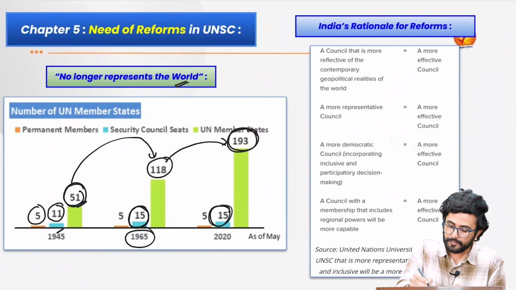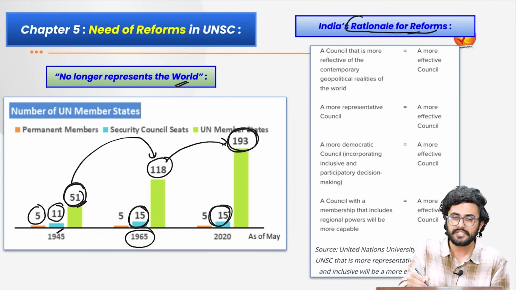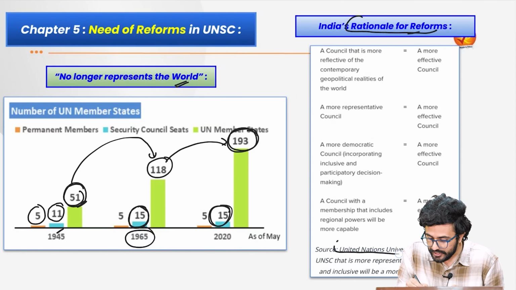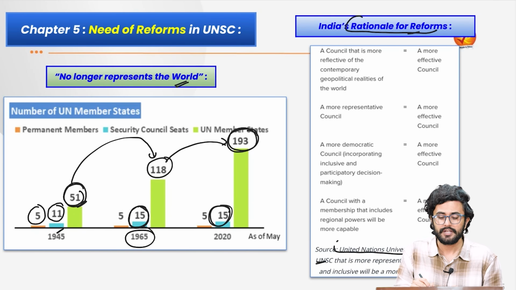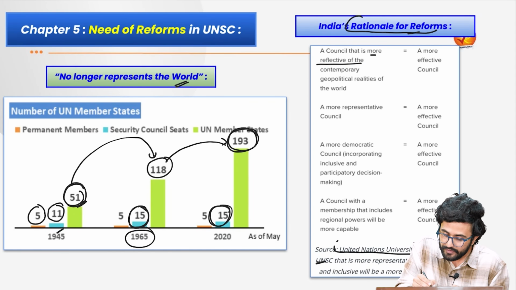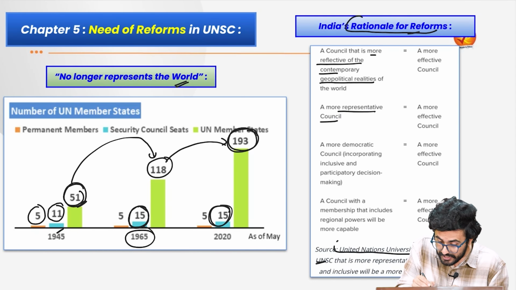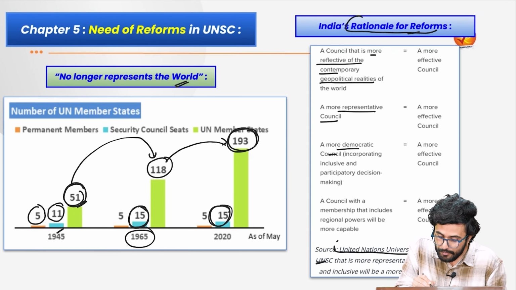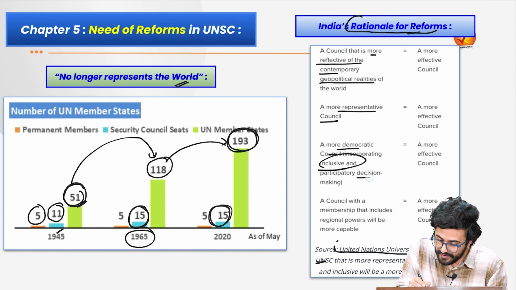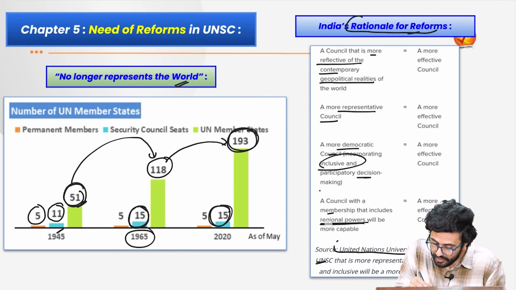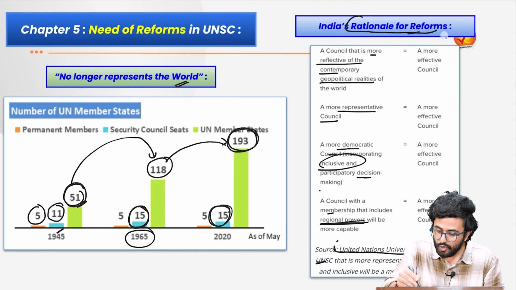That is why there is a particular rationale for the reforms being proposed by India, as mentioned in the United Nations University research. For example, a council that is more reflective of contemporary geopolitical realities. It is a more representative, more democratic council, thus incorporating inclusive and participatory decision making. A council with membership that includes regional powers, and that will obviously lead to what?